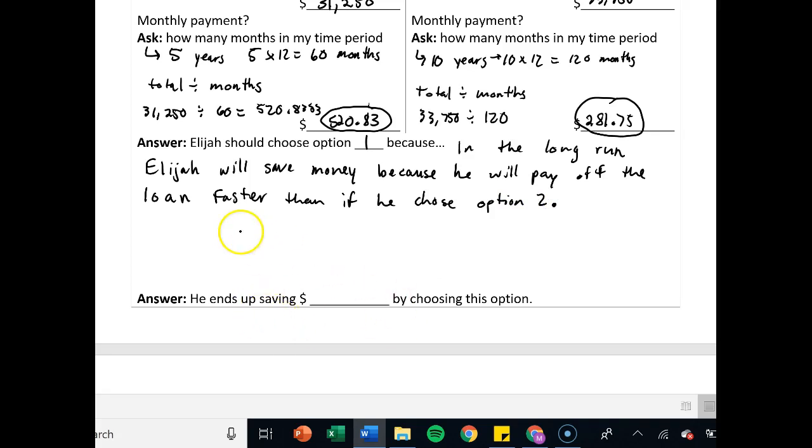So how do I find out how much he ends up saving? $33,750 minus $31,250. He ends up saving $2,500 by going with option 1.